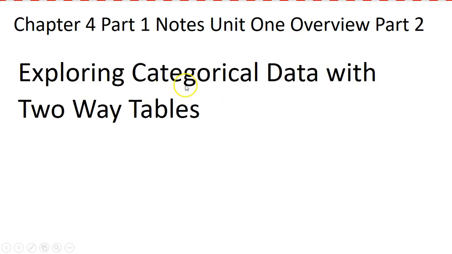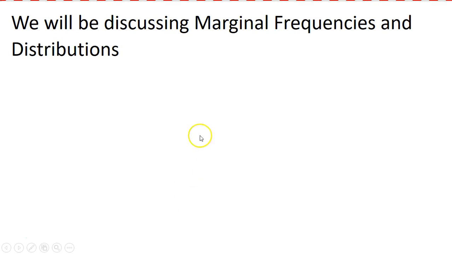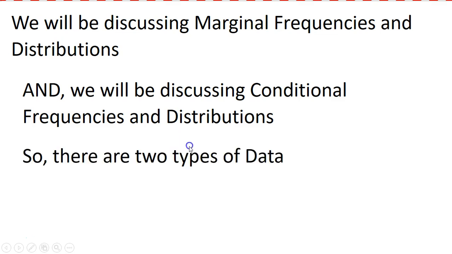And what we're going to be doing now is we're going to explore the ideas of categorical data with two-way tables. We will be discussing marginal frequencies and distributions as well. We will also be discussing the conditional frequencies and distributions as well. All right, so again, as a recap here, if I'm moving too fast, you got to pause the video and write it down.